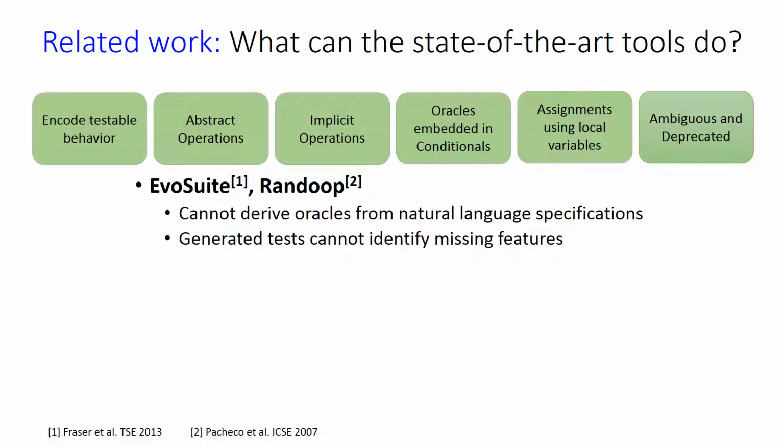Now, in light of all these challenges, let's take a look at what the state-of-the-art tools can do. The most popular tools, such as EvoSuite and Randoop, which derive tests from the implemented source code, cannot derive oracles from natural language specifications. Further, the tests that are generated using these tools cannot identify features that are specified and are missing in the implementation. Also, they cannot identify bugs that could expose the implementation whose behavior is inconsistent with the specification.